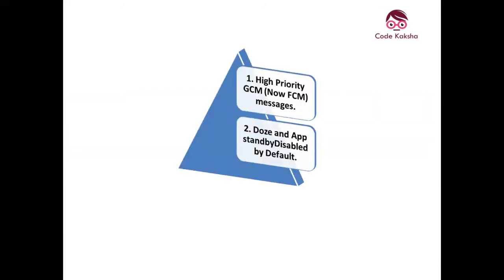So the first thing that has been provided by Google for Android developers is using high priority GCM. Now it is FCM, that is Firebase Cloud Messaging. We use this, right? These push messages will grant apps network access. So even if our phone is stationary, we'll get the messages. This is because of GCM and FCM.